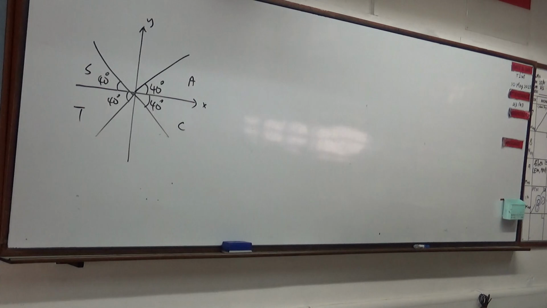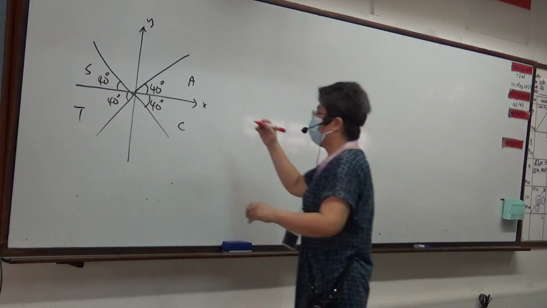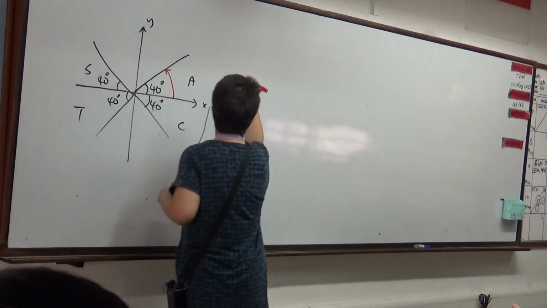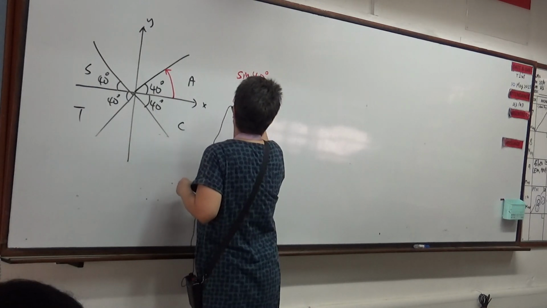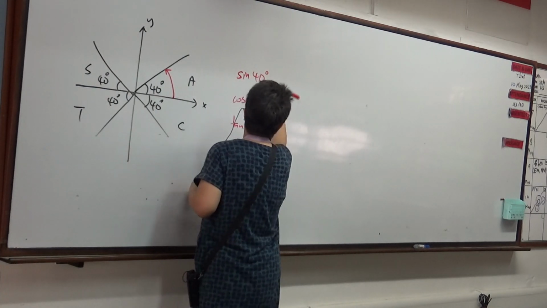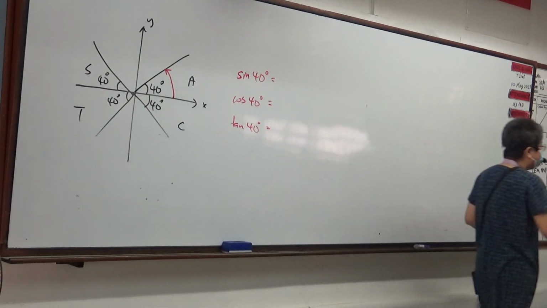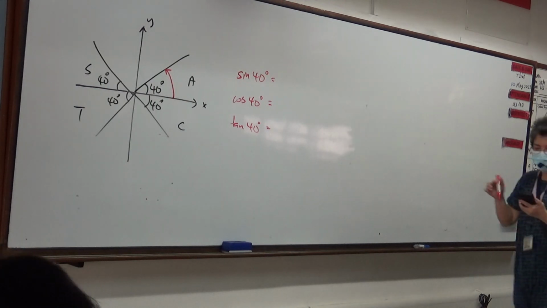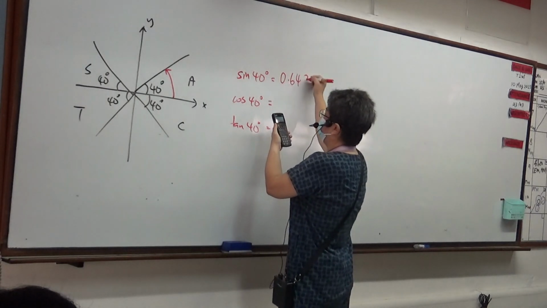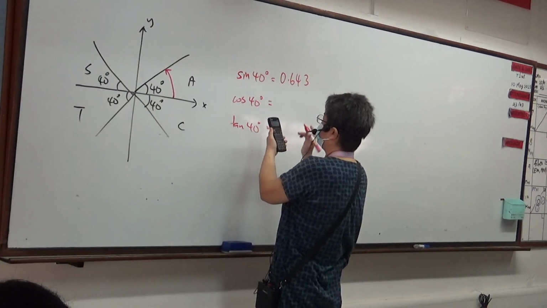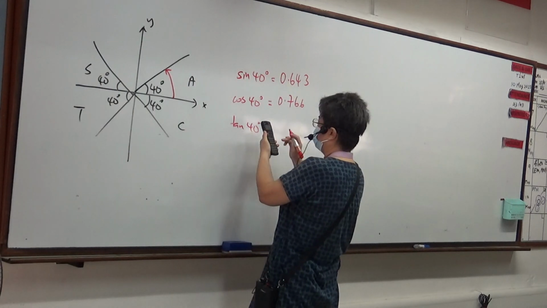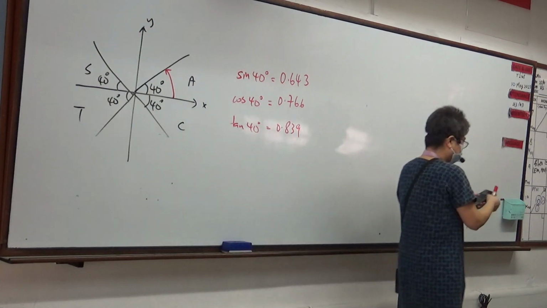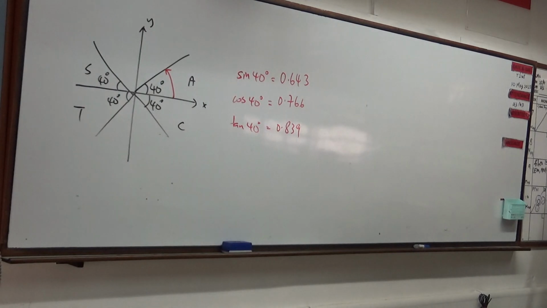Okay, now I want you to look at this. From here to here is how many degrees? Focus. 40. Okay. Sine 40, cosine 40, tangent 40. Okay, all of you key in with your own calculator. You must understand your calculator. 0.643. 0.766. 0.839. Correct? Yes or no? According to your calculator.